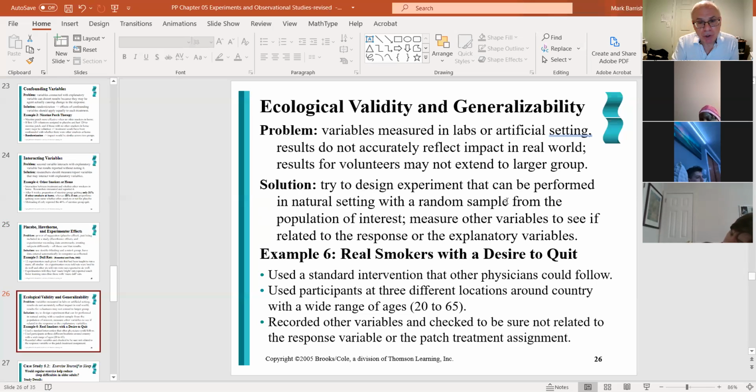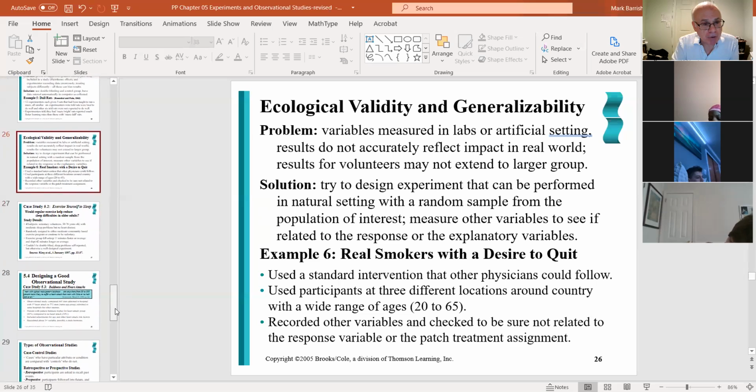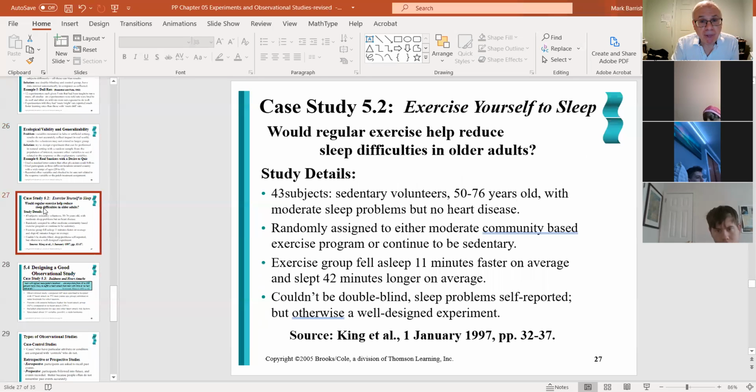So what is the solution? Design the experiment so that it can be performed in a natural setting. Obviously, that's not always possible, all right? So that's the point of this idea. All right. Any questions about that idea, ecological validity? It's just a fancy term for saying artificial environment in the experiment versus a natural setting in the real world. All right.